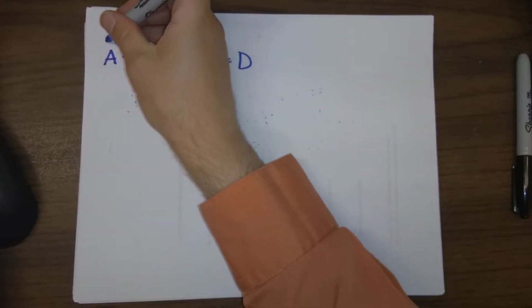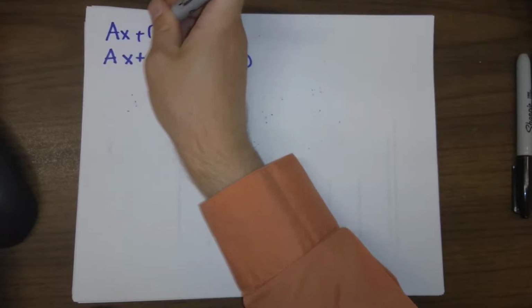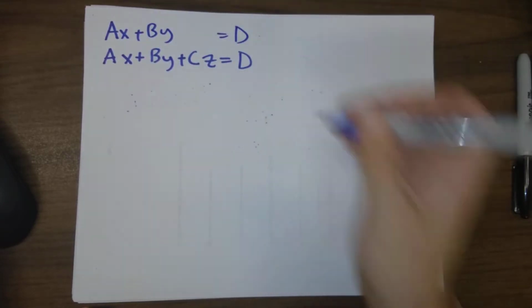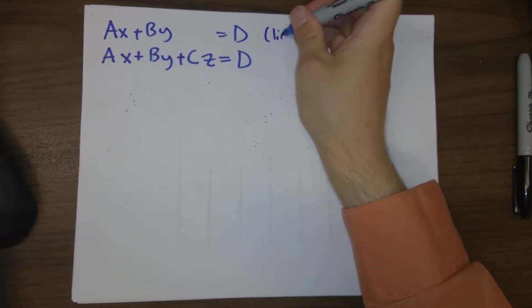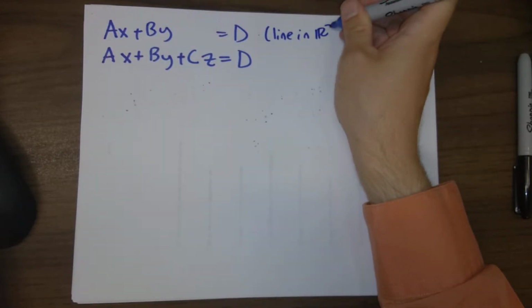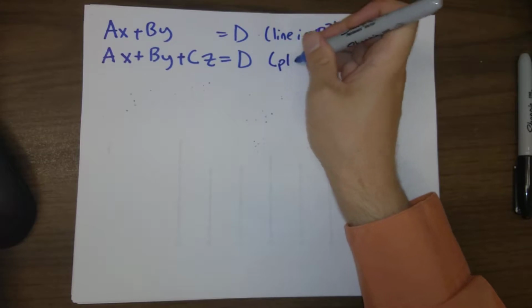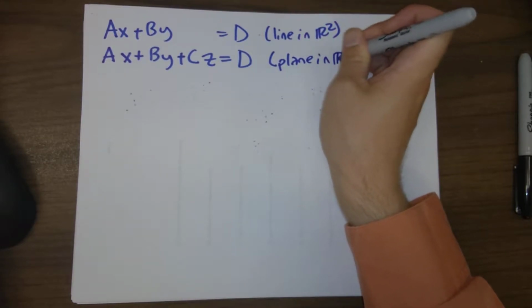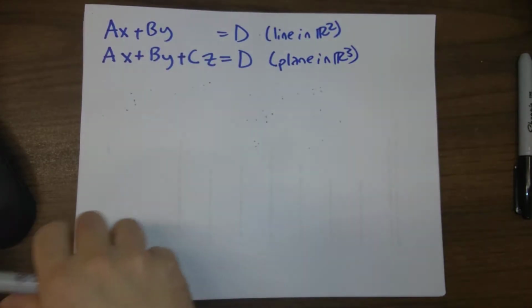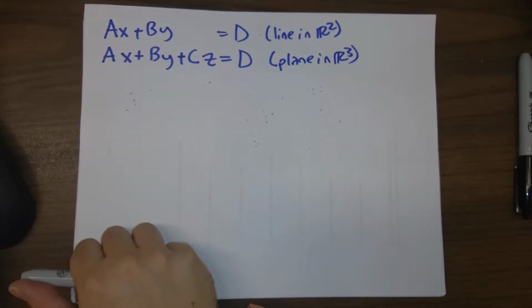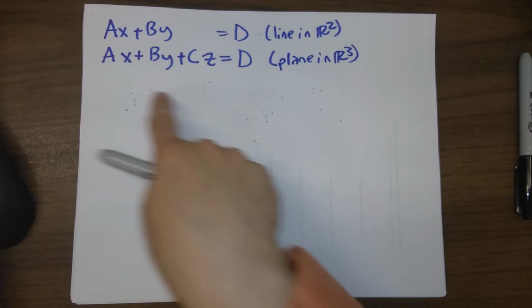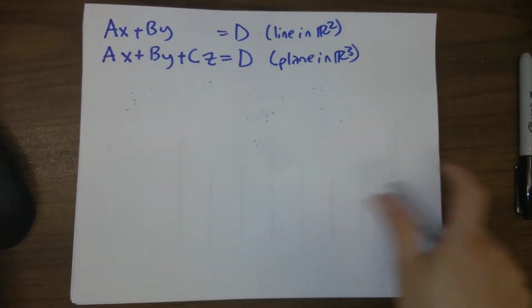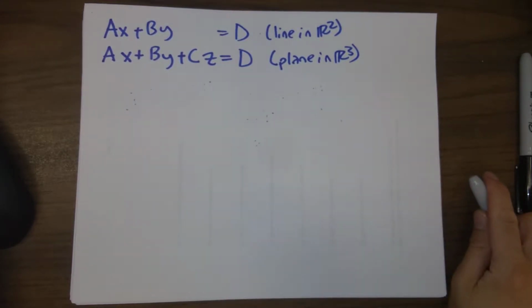So as we talked about before, ax plus by is equal to d. This looks ahead in R2. This is a line in R2. This is a plane in R3. So we know this is a line in R2 from high school algebra class and stuff like that. But why does this kind of equation give us a plane in R3? That's one natural question to ask.